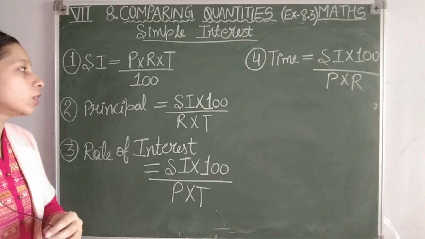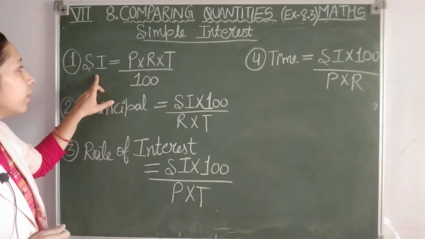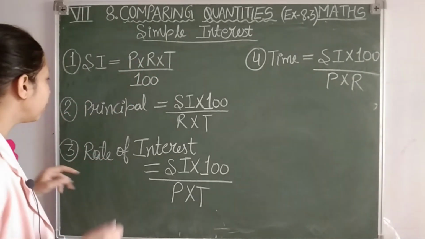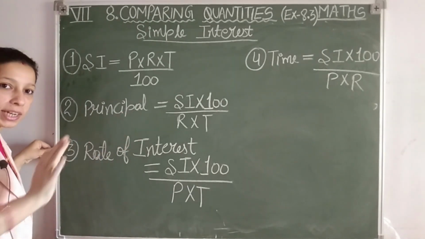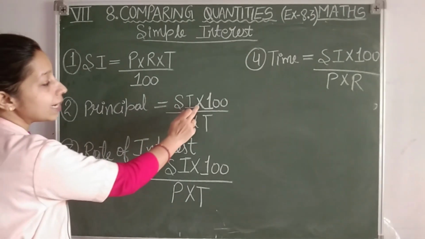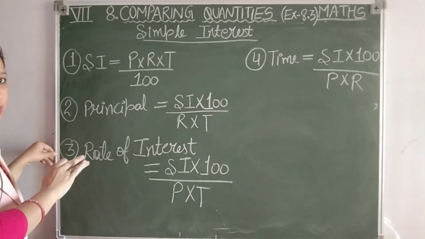But sometimes in a question, simple interest will be given to you, but from these 3 values, 1 value will be missing. How to find that value? Let us see. So if principal is not given to you and the rest of the details are given, then the formula will be principal equals simple interest into 100 upon rate into time. You will get the principal amount.